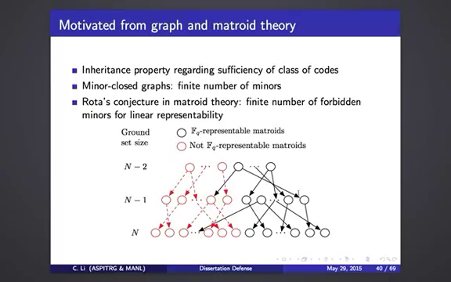So this was motivated from graphs and matroids. In graph theory, we know that for all minor-closed graphs, there exists a finite number of forbidden minors. Similarly, in matroid theory, by the Rota conjecture, there exists a finite number of forbidden minors for linear representability. Like this picture shows, when a smaller matroid is not Fq representable, its extensions will also not be Fq representable. So it should be forbidden in a larger matroid as a minor.